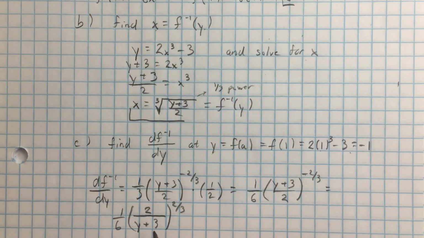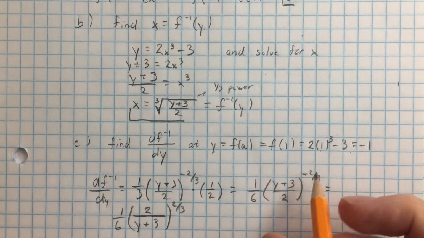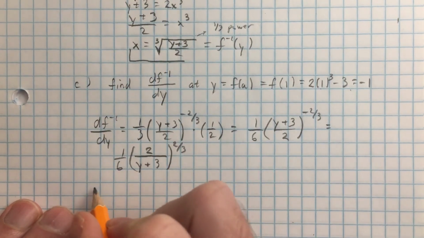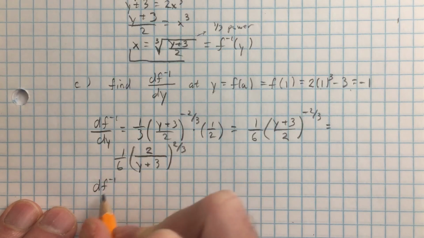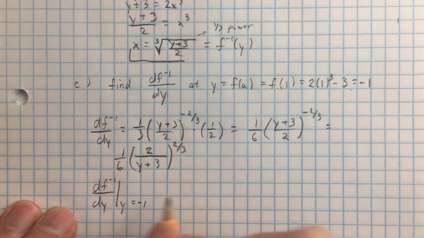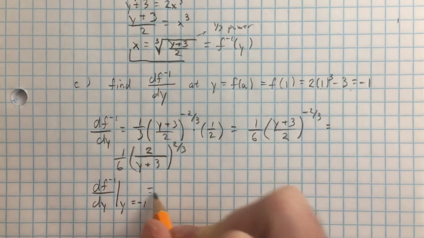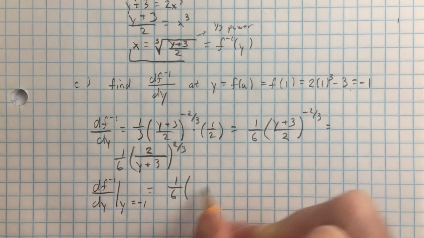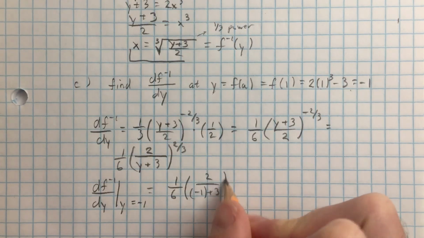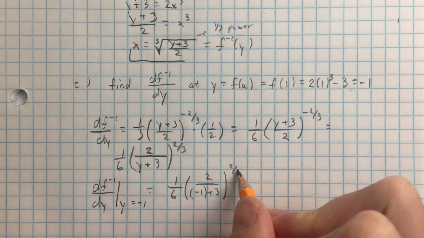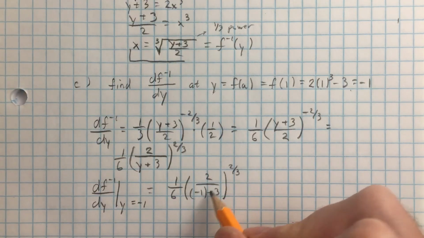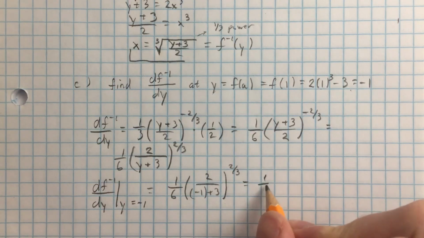We need to evaluate this at negative 1 for y now. So df inverse dy at y equals negative 1 will be 1/6, 2 over negative 1 plus 3, all raised to the 2/3 power. So 2 over 2 is 1, 1 to the 2/3 is 1, so this is 1/6. And we have our answer.